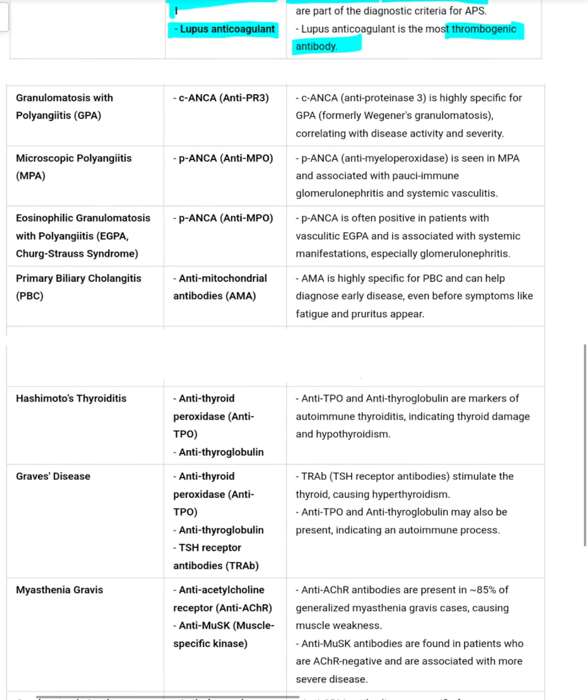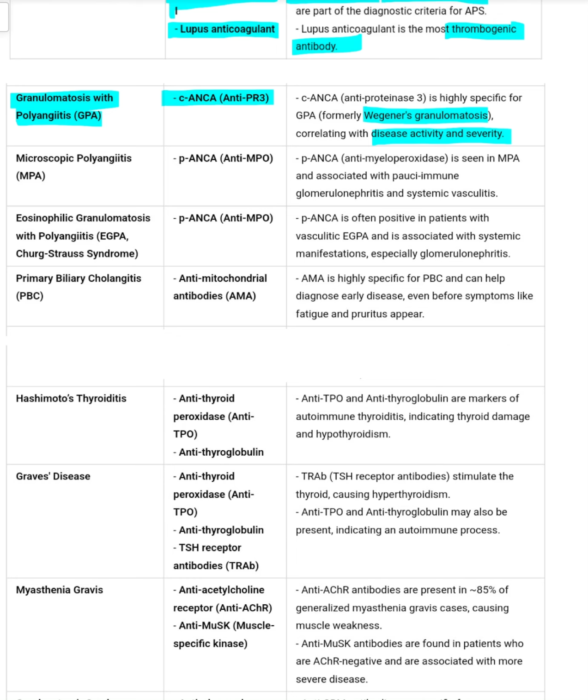Some other disorders we'll also see. Granulomatosis with polyangiitis, which is associated with C-ANCA, that is anti-proteinase 3. It is highly specific for GPA, formerly known as Wegener's granulomatosis, and it correlates with the disease activity and the severity as well.